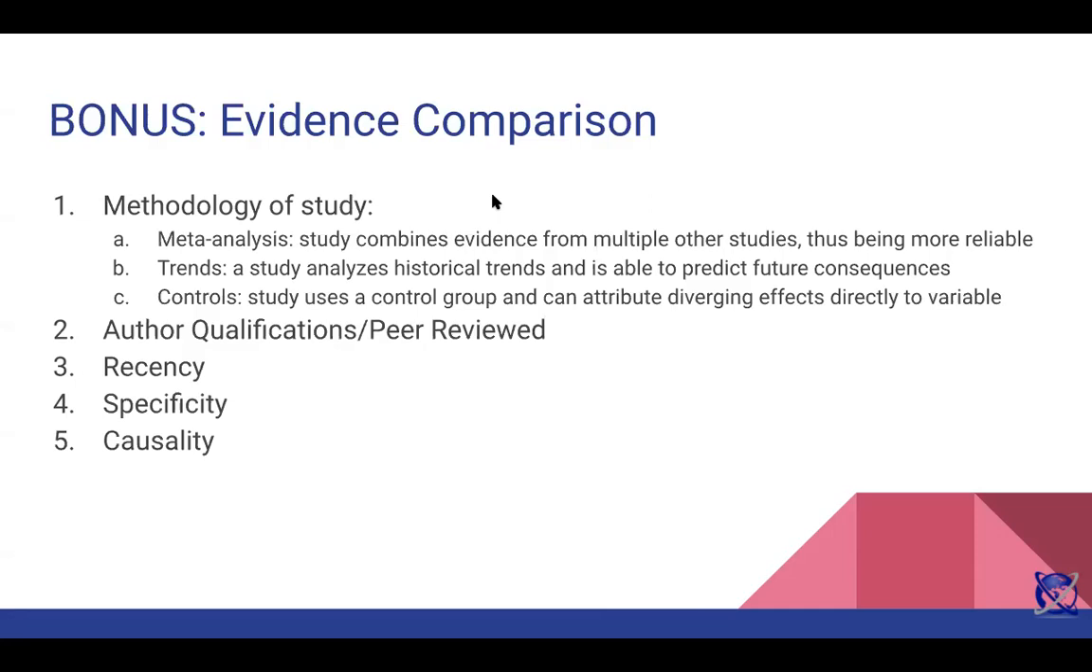So the main three are method of study, qualifications, and recency. Some people also argue for specificity, if the evidence is a little bit more clear and more specific, that's good too. And causality. Think back to the internal warrants that Daniel was talking about with statistics. You want to make sure that your evidence is directly indicating a causal effect between two variables or two things, rather than just a correlation.